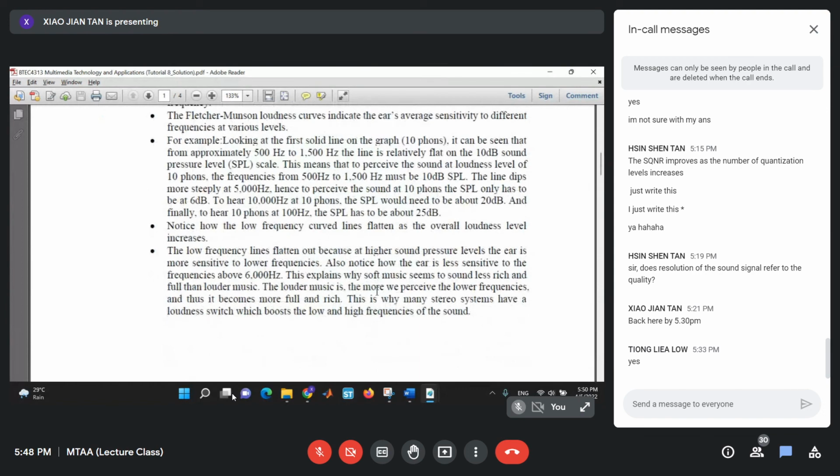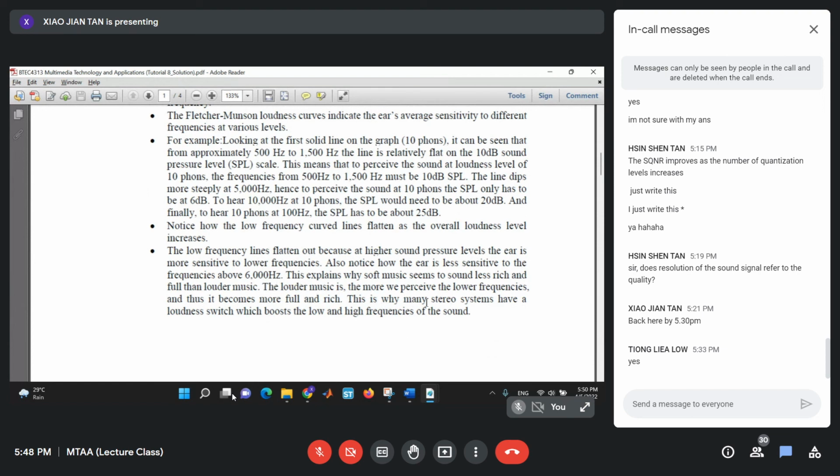This explains why soft music seems to be less rich and full than louder music. The louder the music is, the more we perceive at the low frequency, and thus it becomes more full and rich.